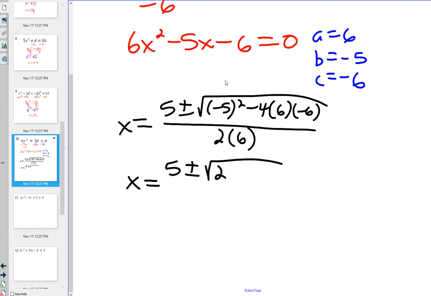5 plus or minus. Negative 5 squared is 25. How many negatives come after the square? 2. So we make it a plus. And 4 times 6 is 144.